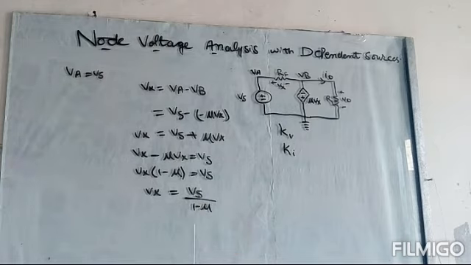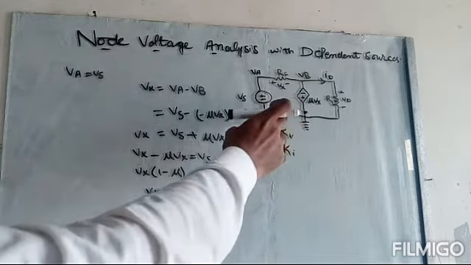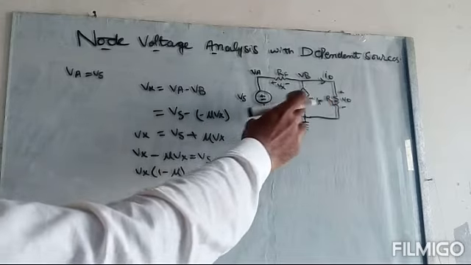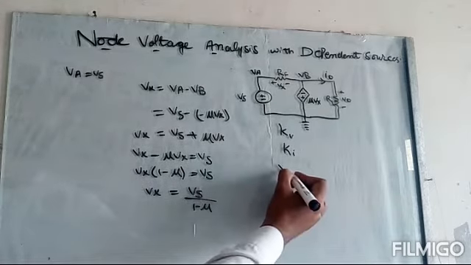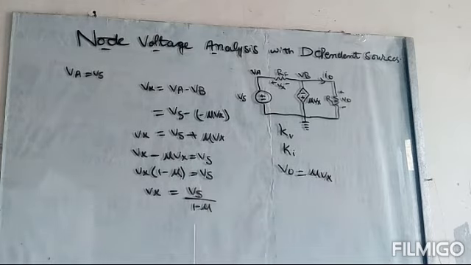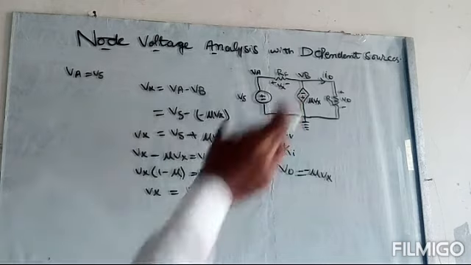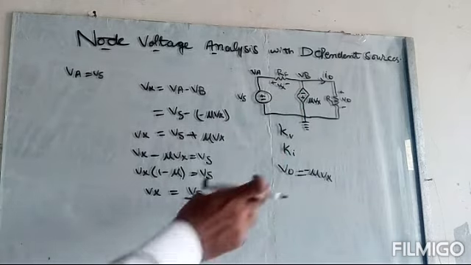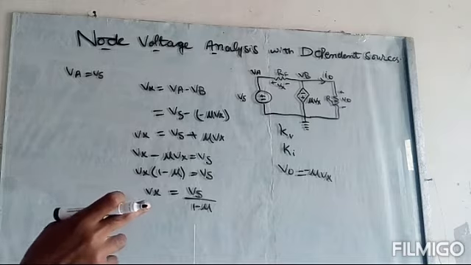This is our Vx. And the output voltage is directly connected in parallel to this source, so V0 will be equal to minus mu Vx, because it is inverted. So we know the value of V0, we know the value of Vx.